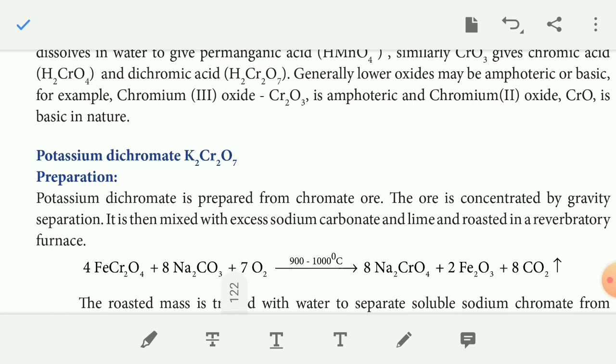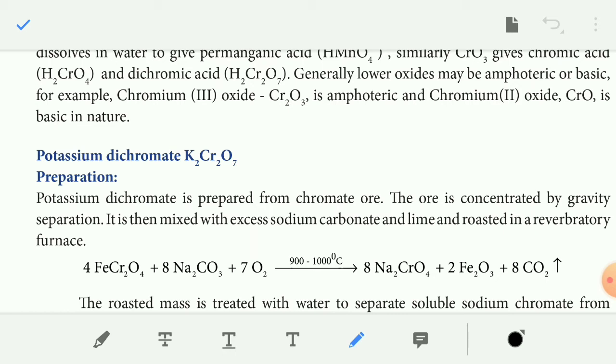The ore is concentrated by gravity separation and mixed with excess sodium carbonate and lime, then roasted in reverberatory furnaces. The chromite ore FeCr2O4 is mixed with sodium carbonate Na2CO3 plus oxygen at 900 to 1000 degrees Celsius. The chromite ore plus sodium carbonate plus oxygen react to give sodium chromate Na2CrO4 plus 2Fe2O3 plus 8 carbon dioxide.